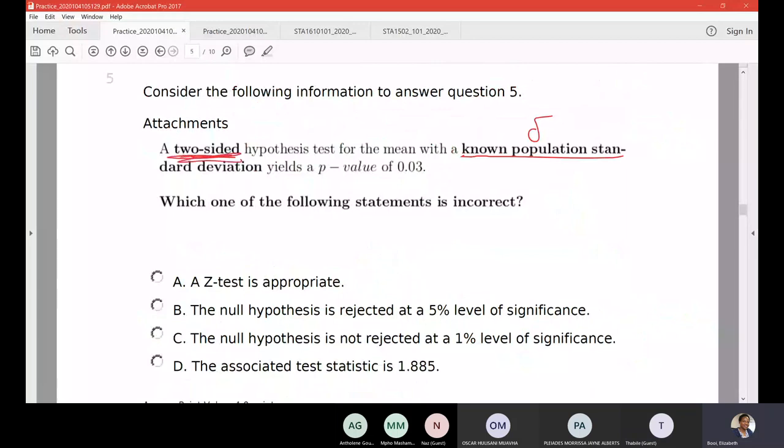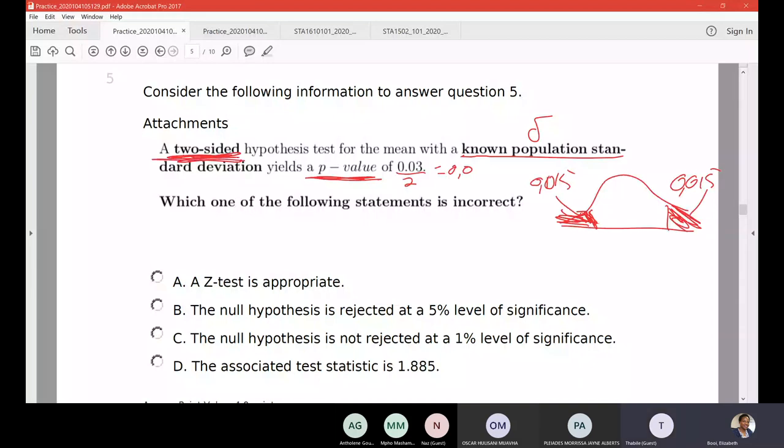Since they said a two-tailed test, and I can see that they're looking for the p-value, and they say the p-value yields a value of 0.03. It means this side and that side together give 0.03. Divide by 2, and this will be 0.015. So it means this side of the table has the value 0.015, and this side the value is 0.015.